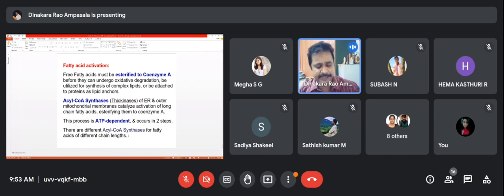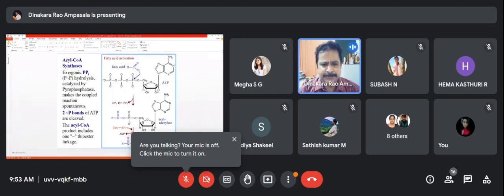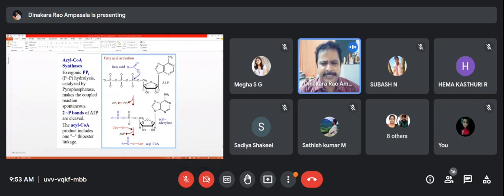Okay, we have seen short chain, medium chain, and long chain fatty acids like that. So thiokinases or acyl-CoA synthetases also differ based on the chain length. Okay. So here this occurs in two steps. You can see fatty acid interacting with the ATP molecule, which cleaves pyrophosphate.